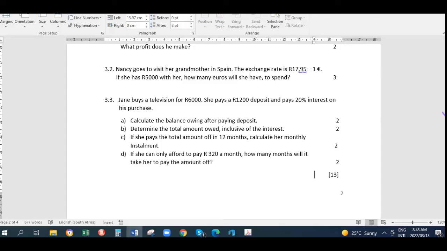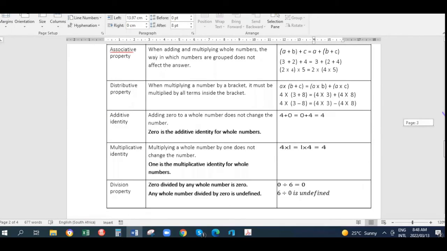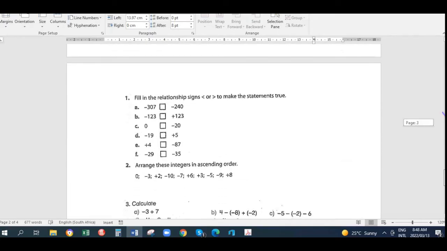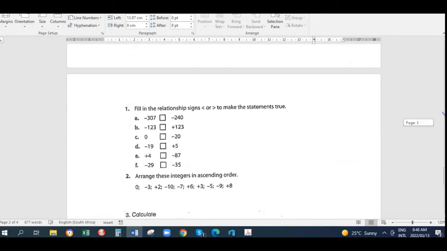Now, a little bit of revision in terms of your next section that we're testing you on, which is integers. So you'll be tested on integers. Here you may use your calculator to check your answers. Now, if you look at this first example, fill in the relationship signs, less than or greater than, to make the statements true.